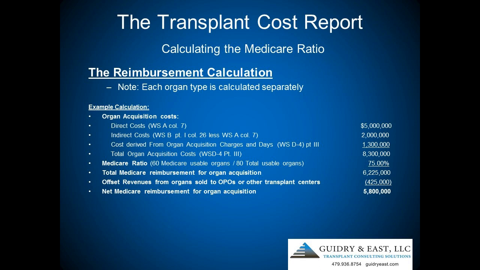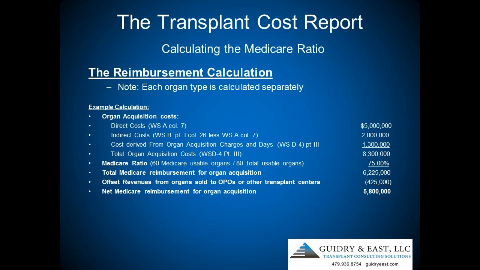Now comes the Medicare ratio. So in our example, we had 60 Medicare usable organs, 80 of them in total, for a 75% Medicare ratio. In our example, that means that the total Medicare reimbursement, or Medicare share of the reimbursement, is $6.225 million.